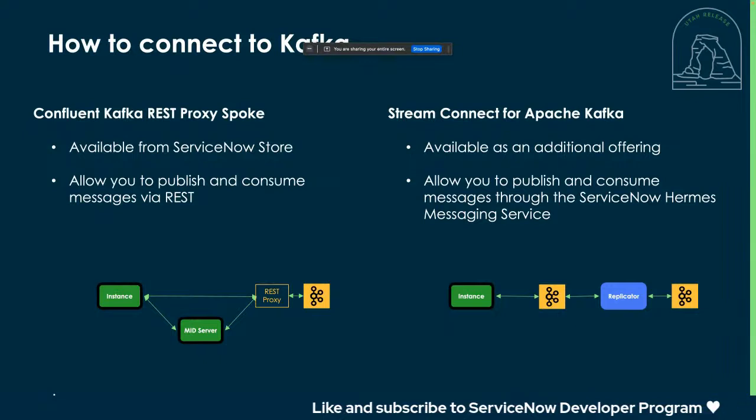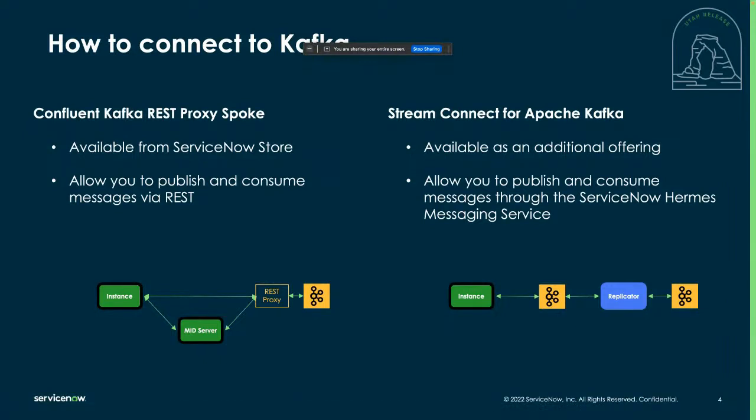Today we're not just going to talk about Stream Connect, we're also going to go back in time to the San Diego release, when we released a spoke called the Confluent Kafka REST Proxy, which is available in the ServiceNow store. With the Confluent Kafka REST Proxy spoke, there is also an application called the ServiceNow Kafka Consumer, which you can use to read or consume data from Kafka and write it to a ServiceNow table using the robust.